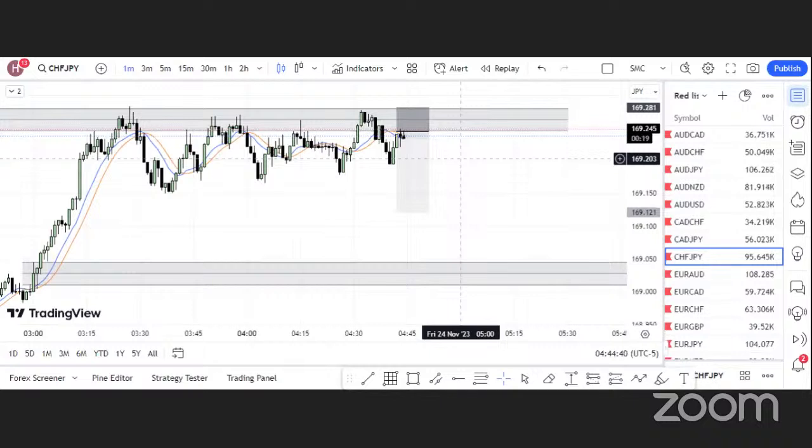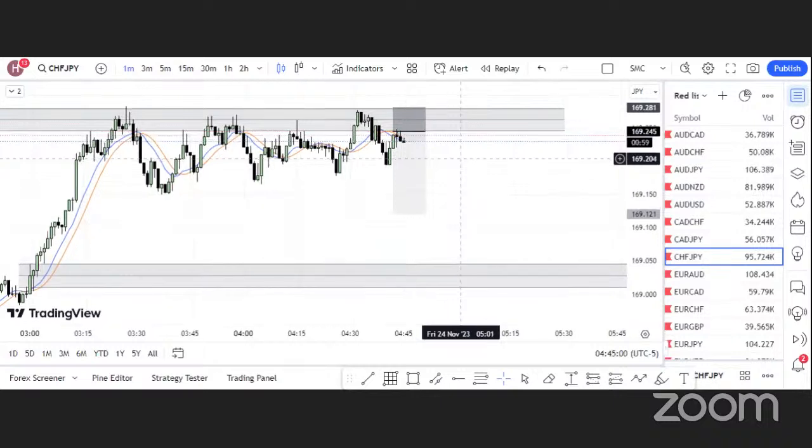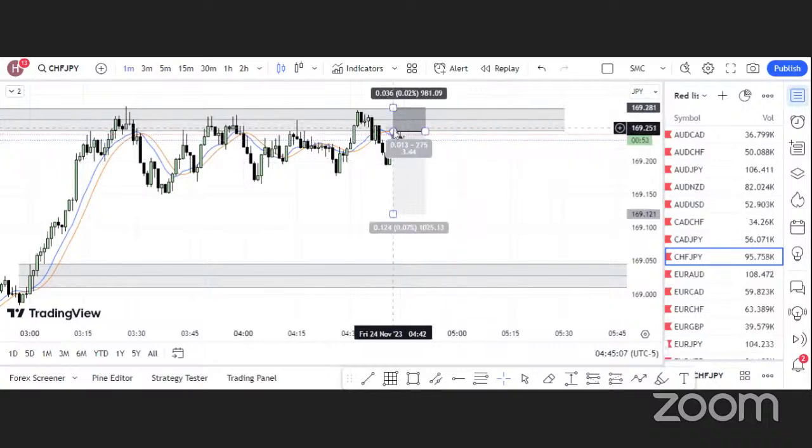So I want the current candle to close below the moving average. Okay, so that way we get a good confirmation. So if it doesn't close below it, okay, guys, sell now. CHFJPY, sell now. Okay, so we sold from here, and our stop loss is here.